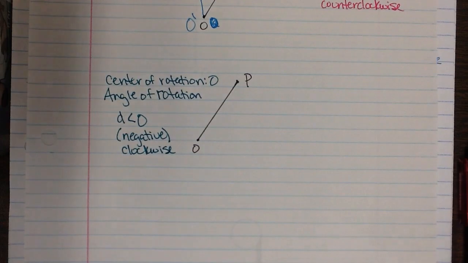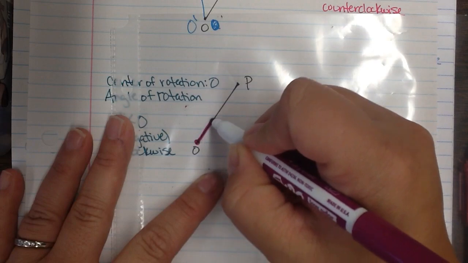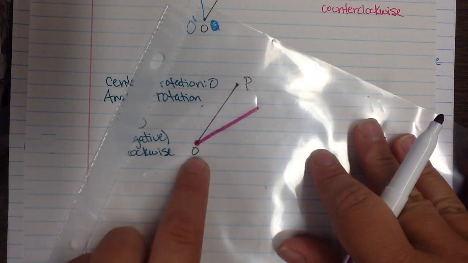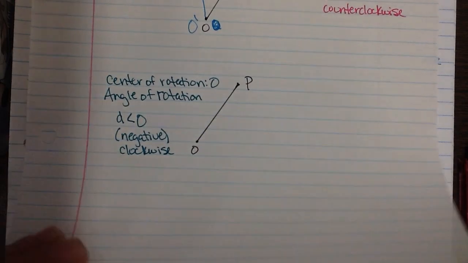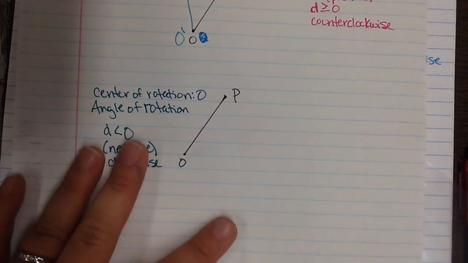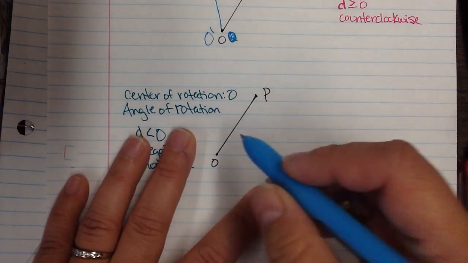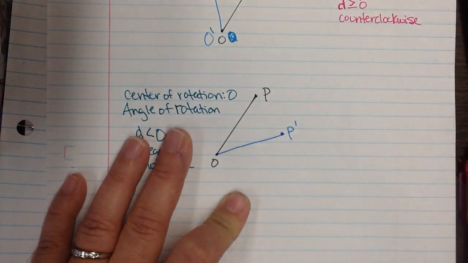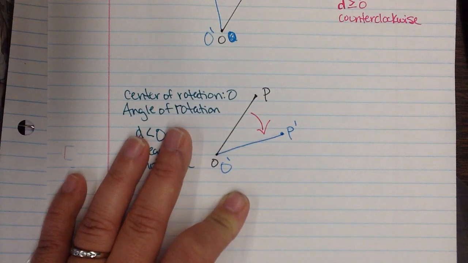Okay, so it would look something like this. Again, you mark your center and draw your line. You're going to rotate it clockwise, something like this. Your center stays lined up, and your figure is what moves. Okay, so we're looking at something like this. P prime, O prime, and it went clockwise like that.